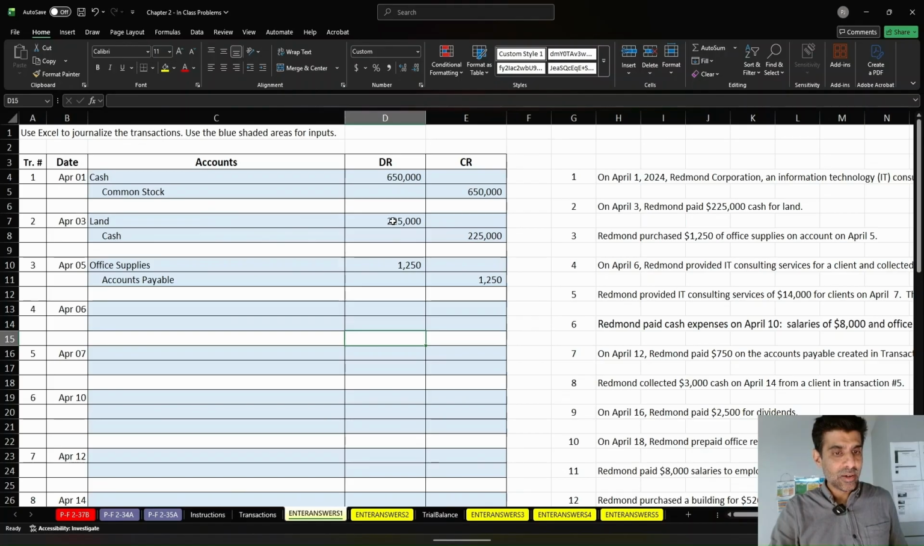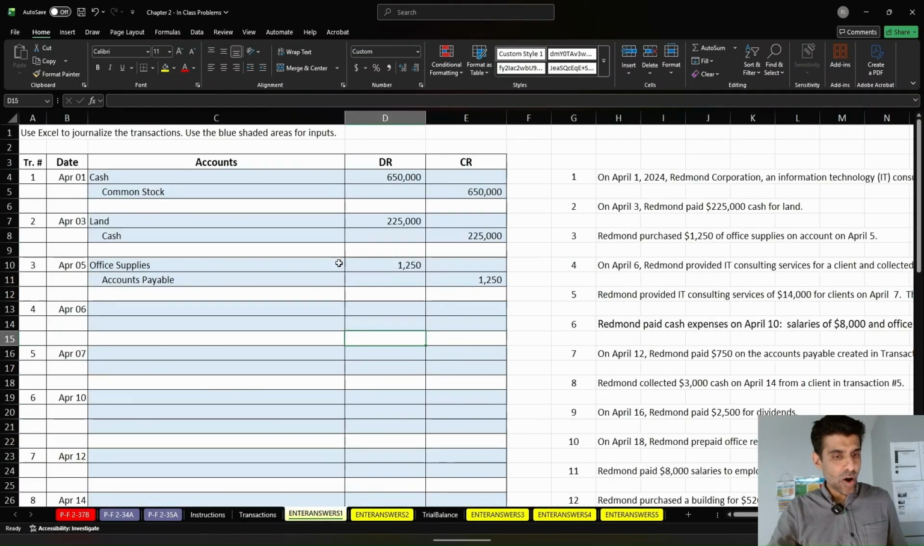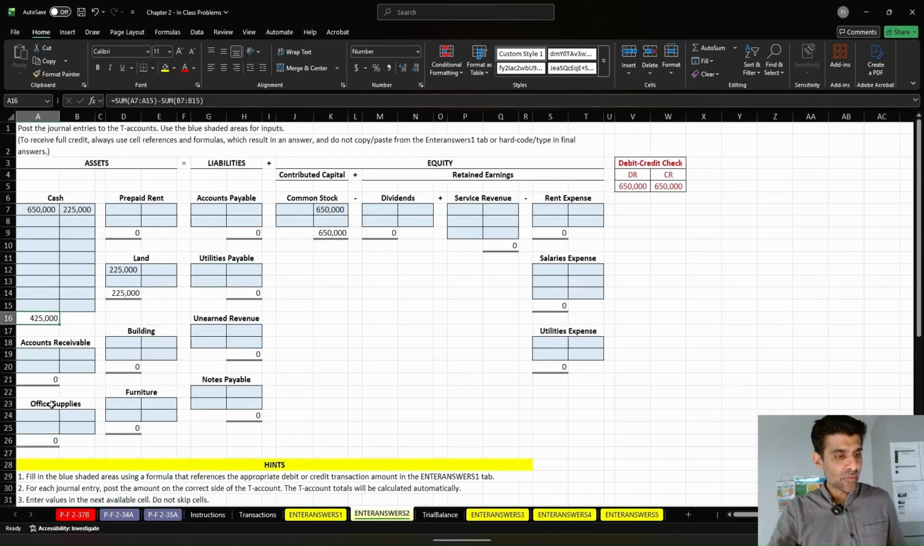Okay, so land, debit, 225,000. So I go here to land and make sure I'm on the debit side. I debit 225,000 to land, and then I credit 225,000 to cash. And you can see it's automatically doing it. It's calculating my balance for cash automatically. Okay? And then the other one was office supplies, debit, 121,250. So office supplies, debit.